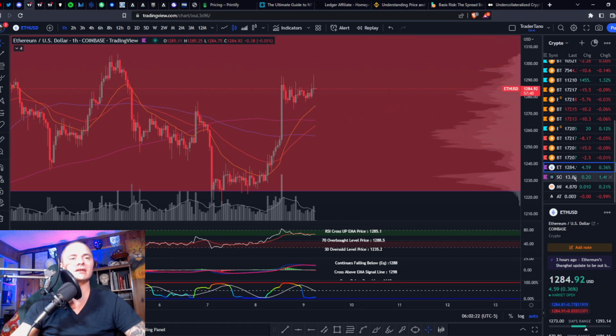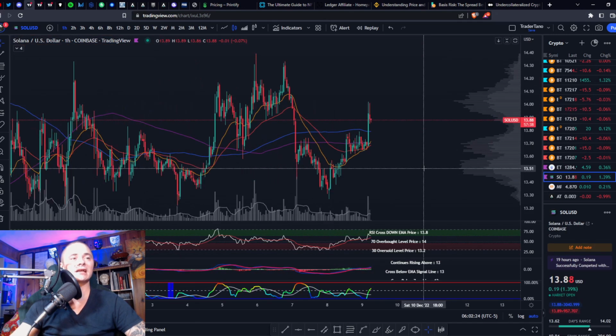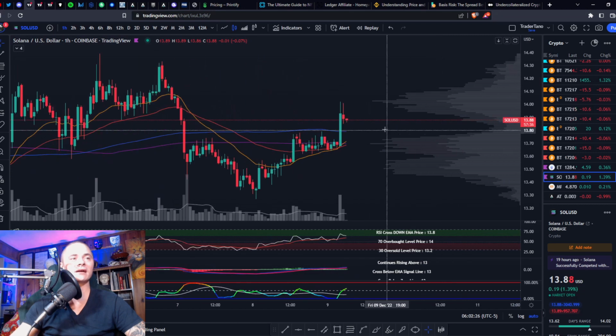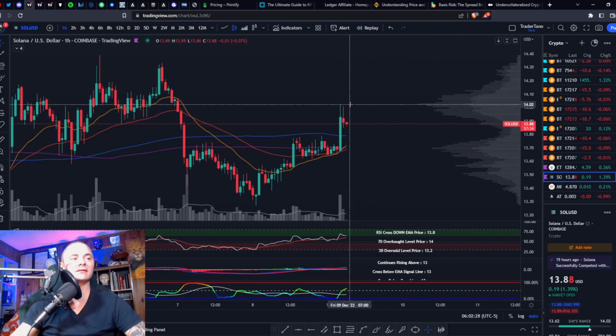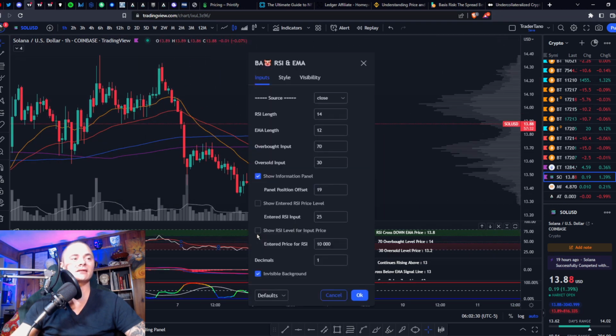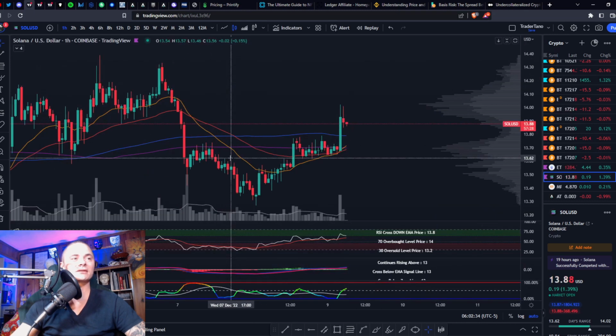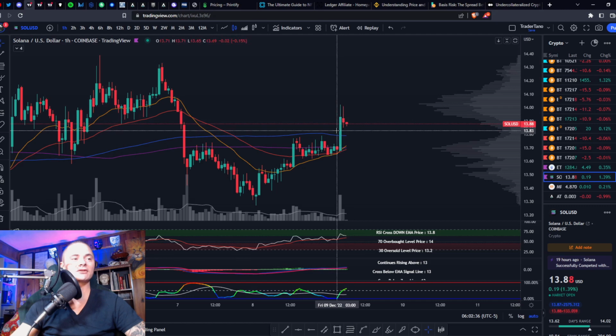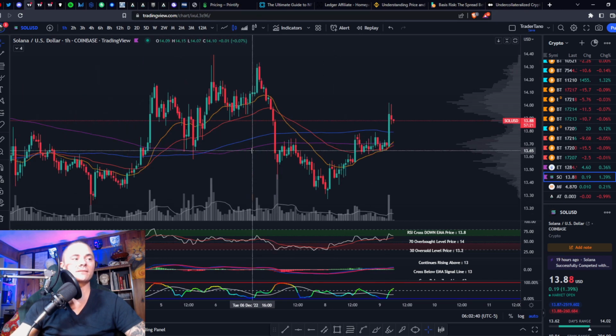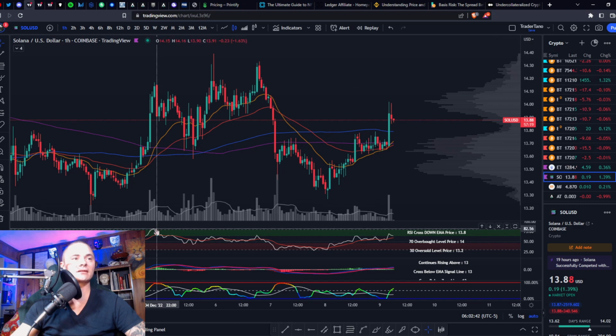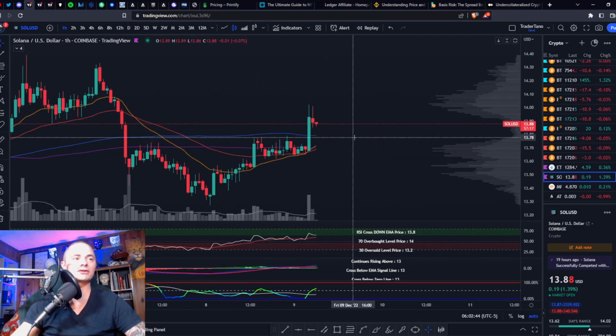Let's move on to Solana. Solana had quite a little move here. Let's see here. Bearish divergence. Two drives. No, one drive. Yep, one drive. Bearish divergence.